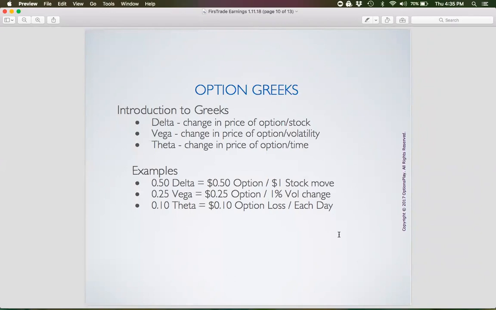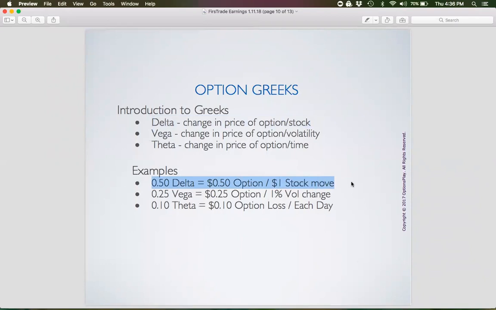So we talked about if the stock goes in your favor, you want to make sure that you know how much you're going to get in return if the stock does move in your favor. And that's really what delta is designed to measure. It will tell you how much you can expect in terms of the change of the price of the option in respect to the change of the price of the stock. So if the stock goes up by $1, how much do I make on the option? So for example, if you see a delta of 0.50, that means for every $1 the stock moves up, your option is going to move up by 50 cents.